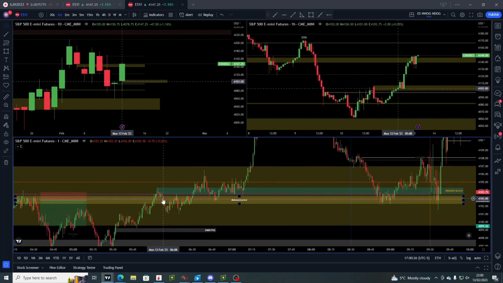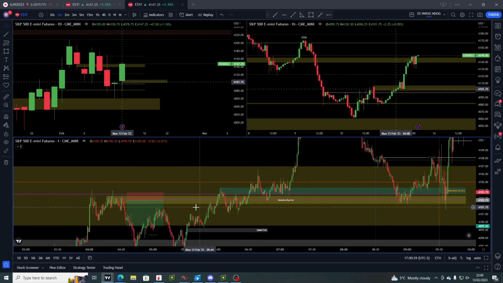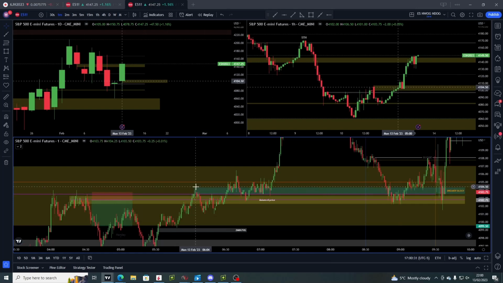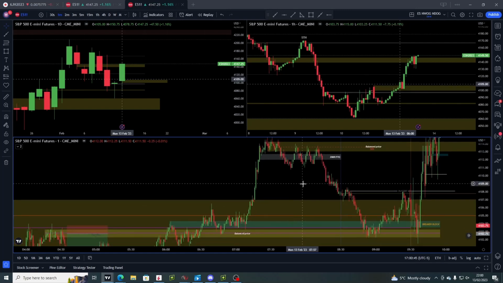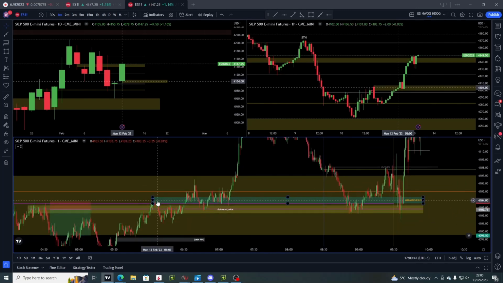The breaker block which was formed at 6.05. You can see it's the highest up-close candle in between a swing, and then you can see price tests it, then breaks through, comes back and runs away. This is a breaker block. Price likes to come back and retest breaker blocks, especially when price is running away from a certain level. Your eyes should be drawn to the next breaker.